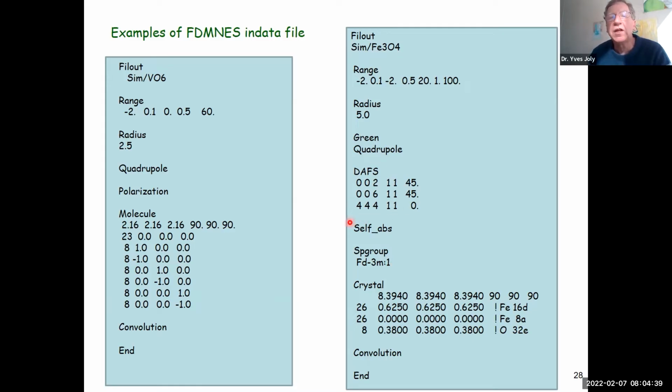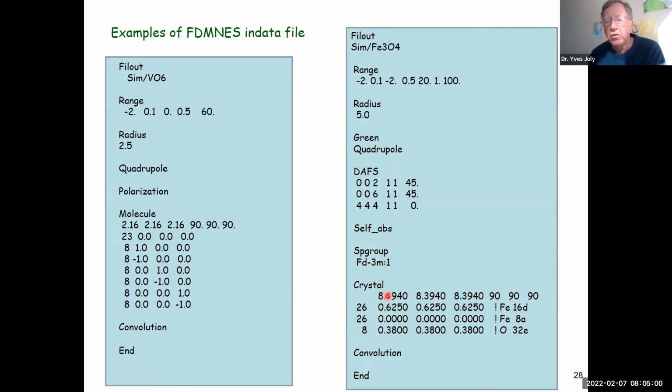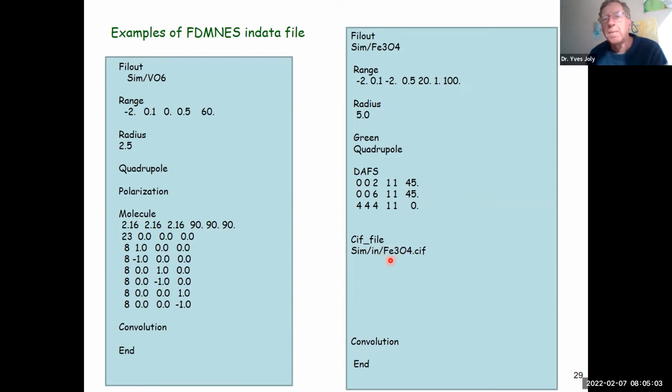And here are special keywords if you're interested in DAFS or resonant diffraction. So maybe we'll see later. For absorption or diffraction, that doesn't matter. Sometimes it's good to consider, here we have defined all the atom positions, but if you have the structure from a CIF file or PDB file, you can just call this CIF file using the keyword CIF_file, and then where this file is on your computer. So the reading will be automatic.